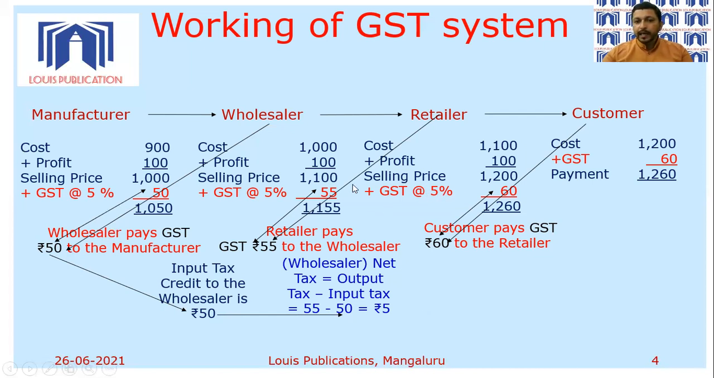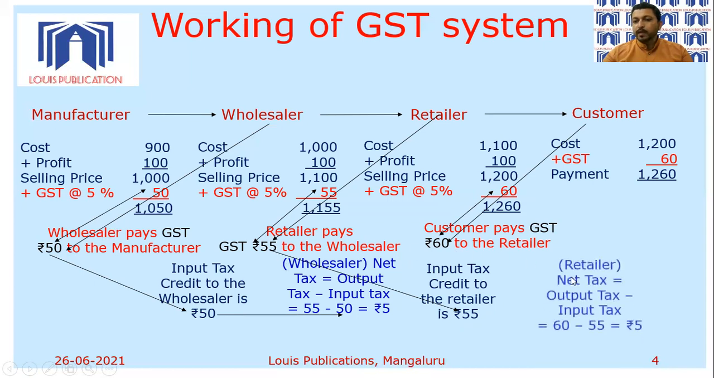Similarly, the retailer has paid 55 rupees to the wholesaler. So that 55 rupees is input tax credit to the retailer. That means he can avail credit of this 55 rupees. Now moving further, from the retailer's point of view, how much amount is he supposed to pay to the government? Point is simple. He has collected 60 rupees output tax minus 55 rupees, which he has already paid to the wholesaler. That will be his net tax.